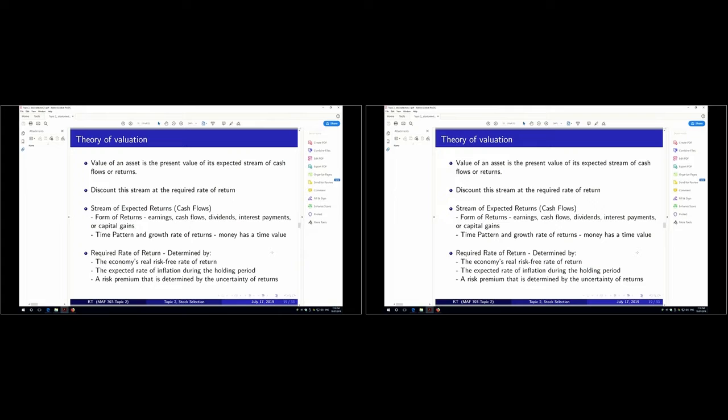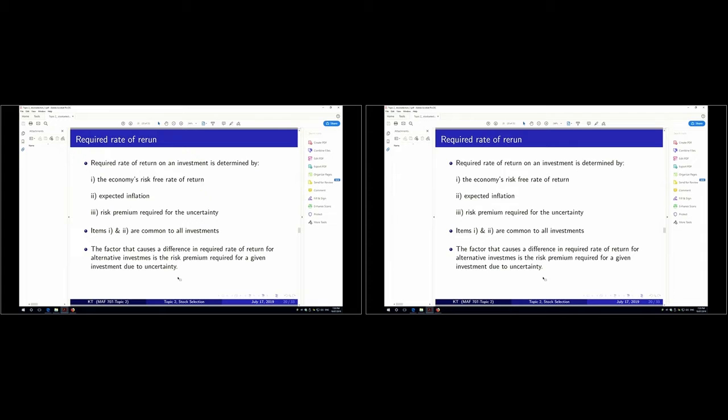The required rate of return again has 3 components: the economy's real risk-free rate, the expected inflation during the holding period, and also the risk premium associated with that. So those 3 components we already covered. Items 1 and 2, naturally the risk-free rate is common, the inflation is common to all the firms.